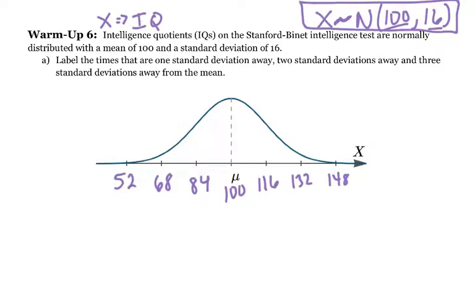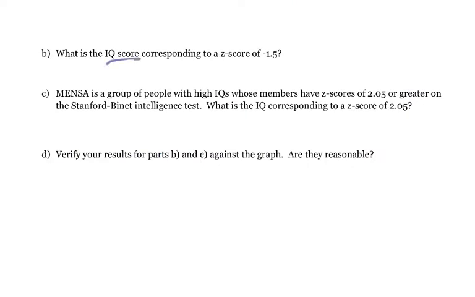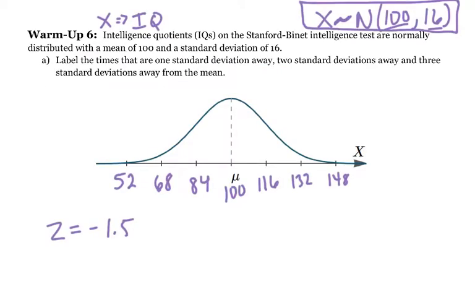Then it asks us, what is the IQ score corresponding to a z-score of negative 1.5? The way we find that is we say our z-score is negative 1.5, and that's equal to our unknown data point minus the mean, which is 100, over our standard deviation. Essentially I'm solving for x, so we're using opposite operations to solve for this x value, our unknown data point. So we're going to multiply both sides by 16.